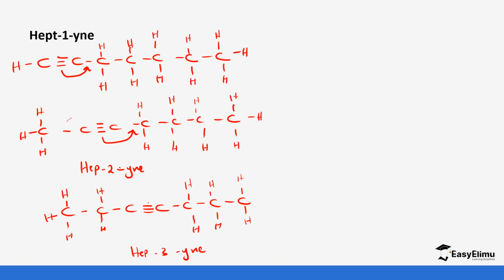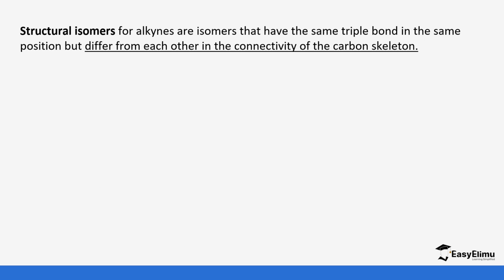If we move this triple bond here, we'll just be repeating the same compound because you start counting from this direction. So this tells you that hept-1-yne has two positional isomers, that is hept-2-yne and hept-3-yne. So next, we said that alkynes also have structural isomers.